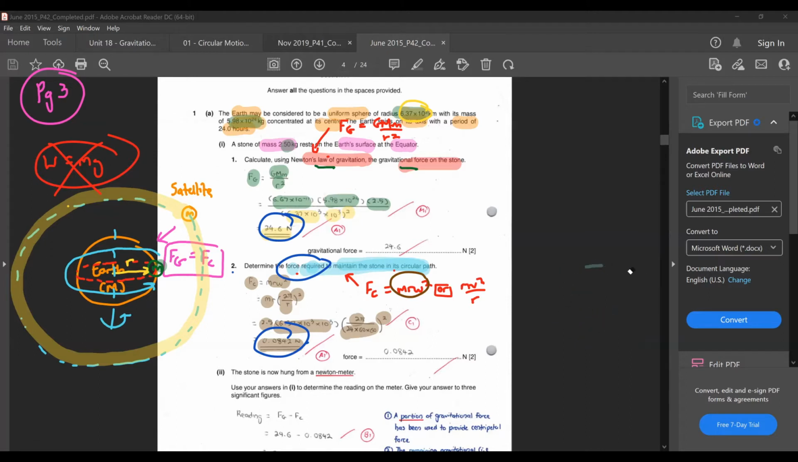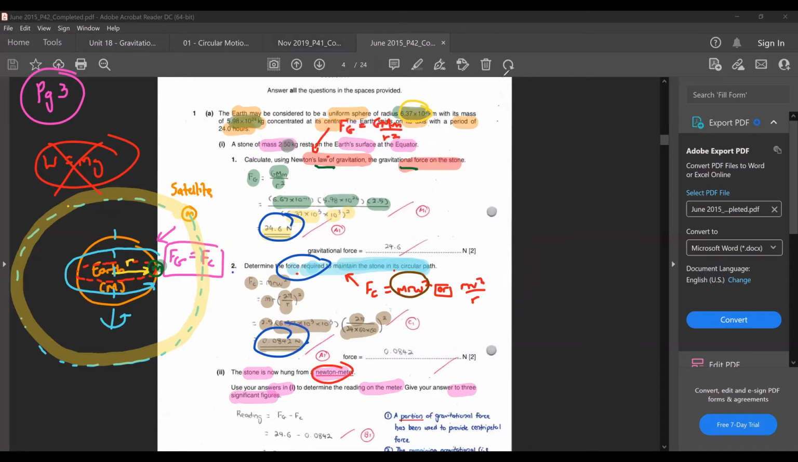Right, so going on to the second part, as I mentioned, the stone is now hung from a Newton meter. Now use your answers in 1, which is basically whatever you found here, to determine the reading on the meter, and then give your answers to 3 significant figures. Okay, so they are asking you to find out the reading on your Newton meter.